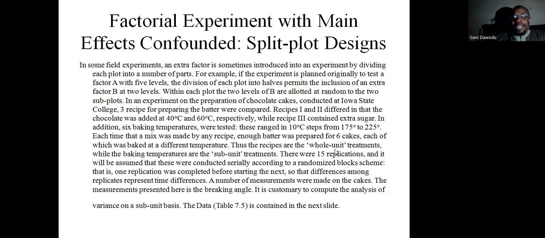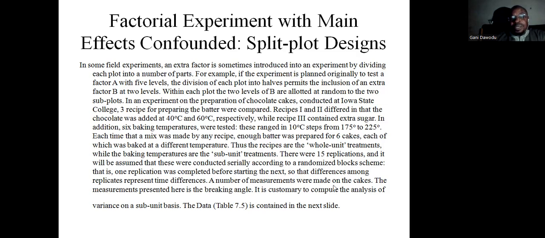Thus, the recipes are the whole unit. They are like the A factor, the whole unit treatment, while the baking temperatures are the subunit treatment, the B factor. There are 15 replications, and it will be assumed that these were conducted serially according to a randomized block scheme. That is, one replication was completed before starting the next, so that differences among the replicates represent time differences.